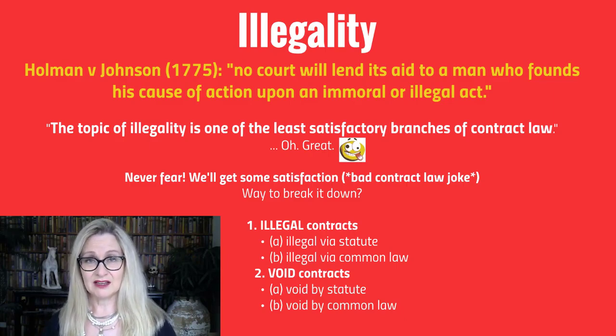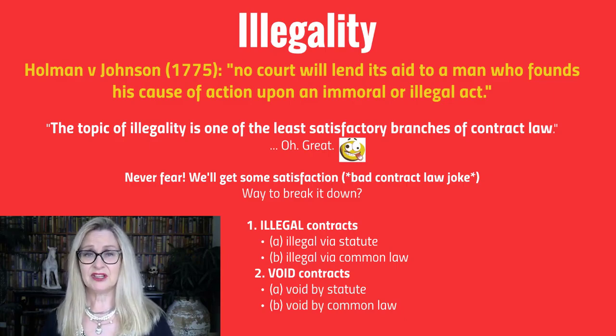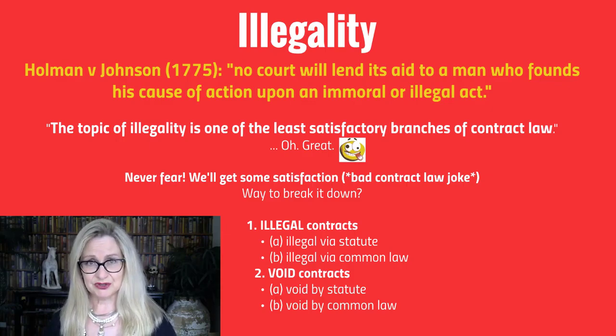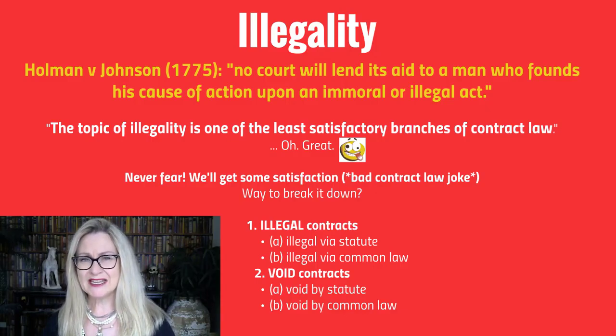It arose in the 18th century, 1775 in fact, in a case called Holman and Johnson. And in that case, it was found that no court will lend its aid to a man or a woman who founds their cause of action upon an immoral or illegal act. Okay, sensible, for sure. However, this branch of contract law has proved fairly challenging, and in fact, Carter calls it one of the least satisfactory branches of contract law.